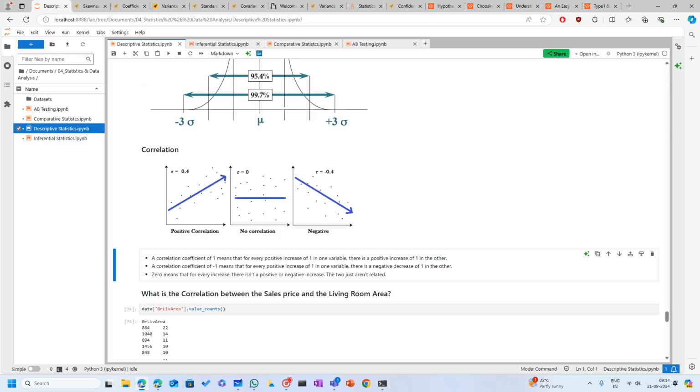If we say the correlation is positive and the correlation is 1, what it means is that for every increase of 1 in that correlated value, the other value we are measuring the correlation for would increase by a factor of 1.